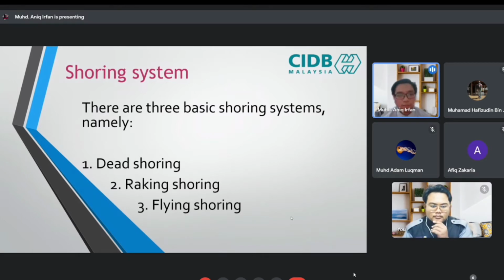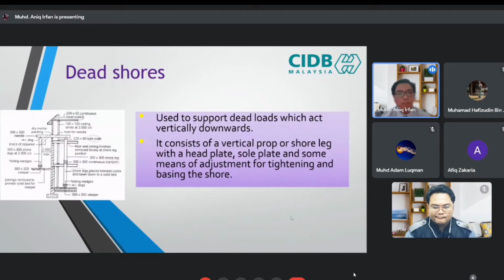Basically, in shoring systems, there are 3. The first one is dead shoring, the second one raking shoring, and the third one is flying shoring. We go through them one by one. For the dead shoring, we use it to support dead loads which act vertically downward. It consists of a vertical prop or shore leg with a head plate, sole and some means of adjustment for tightening and bracing the shore.